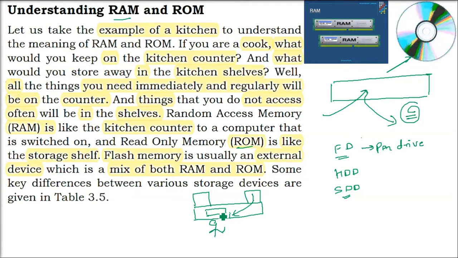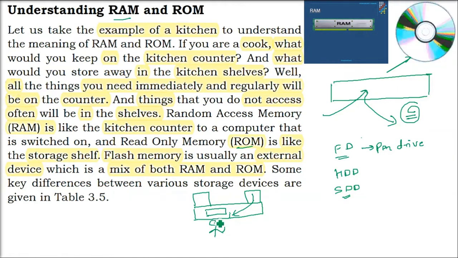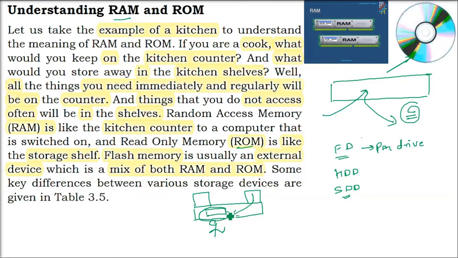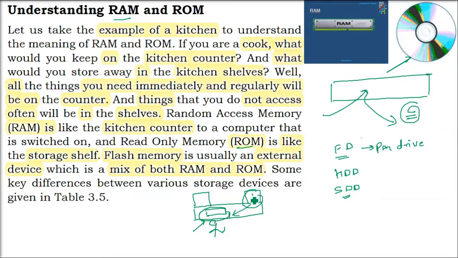So whatever you are putting on the shelf because you need it immediately and regularly, that will be RAM. Okay. You are accessing things often. That is, you have to put it on the counter. But things which you are not accessing often or you don't want right now, you may be wanting it, they are kept in the shelves or the cabinet. So random access memory is like a kitchen counter.